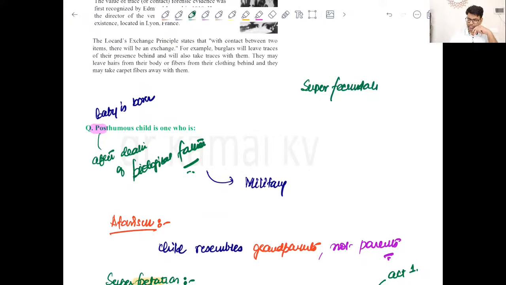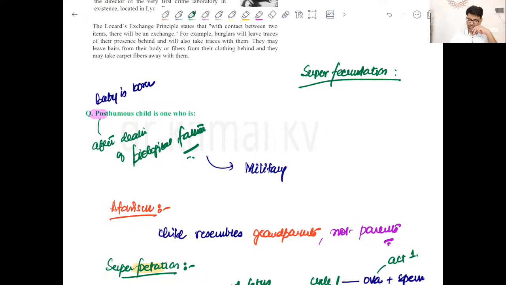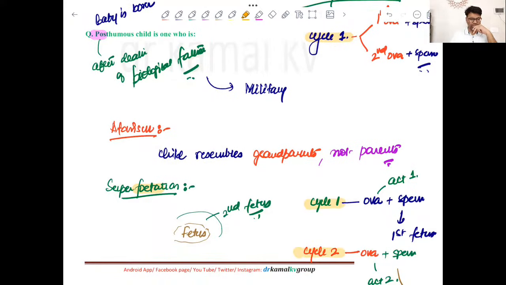And there is one more term which you need to differentiate, and that is superfecundation. Now what is this superfecundation? Here cycle is 1, then there are 2 ovas, right? So 1 ova and second ova, and these are then fertilized by sperms, right? So they are also resulting in pregnancy, right? So the main difference is in terms of the cycles. Okay, so this is superfetation and superfecundation.